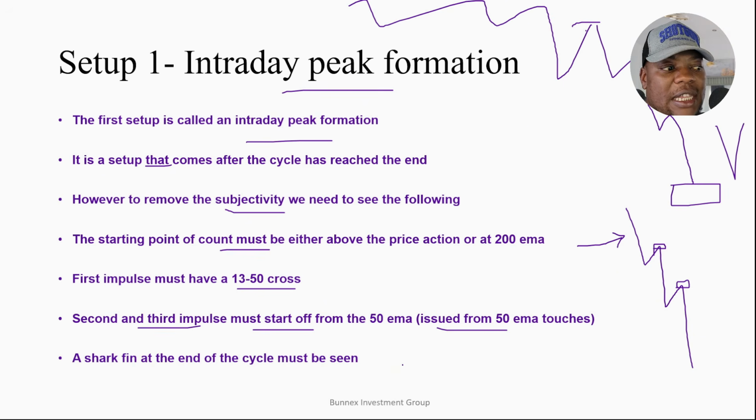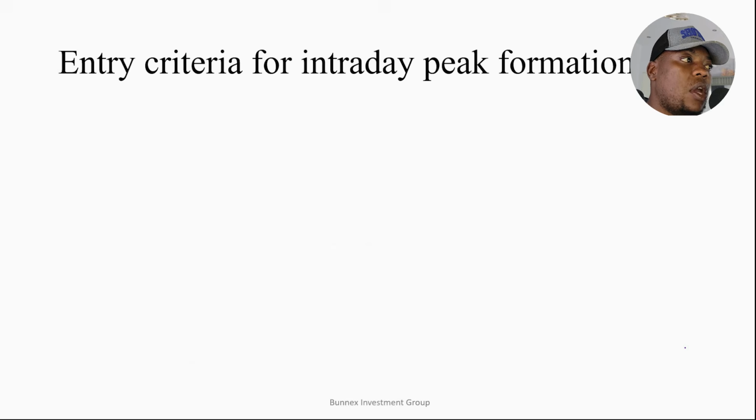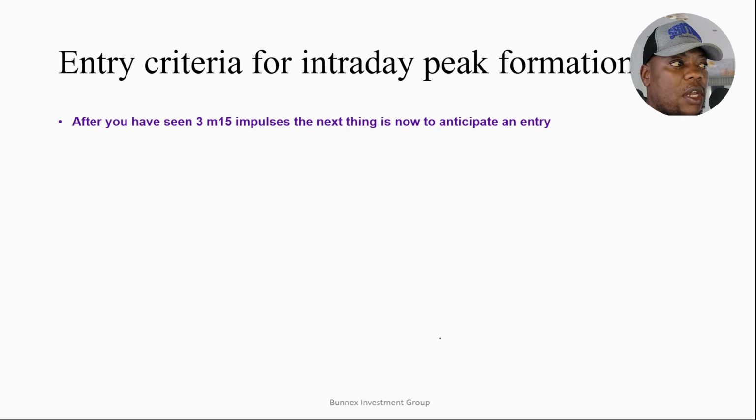So a shark fin at the end of the cycle must be seen. We are saying at this particular point, the next thing is for us to see a shark fin using the Traders Dynamic Index or the TDI, which I've said you can download freely in the Telegram channel that I've left in the description box below. Right, so what is the entry criteria of this particular entry? After you've seen 3 M15 impulses, the next thing is now to anticipate an entry.